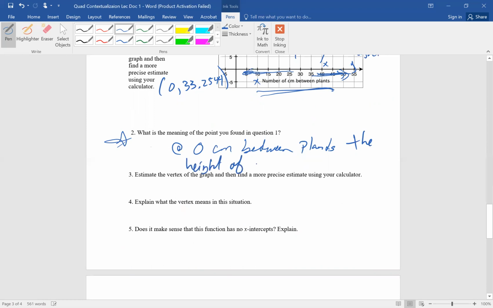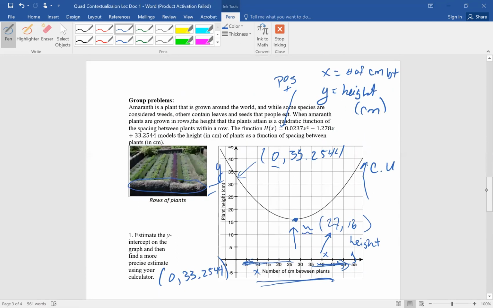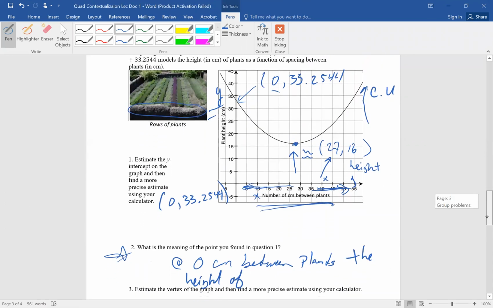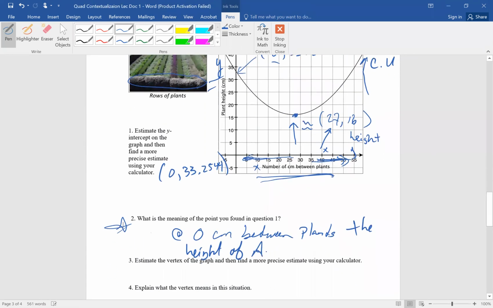The height of my amaranth, I'm saying it wrong, amaranth. The height of the amaranth, I'm not going to spell that all out, is going to be 33.2544, and I'm just being lazy.